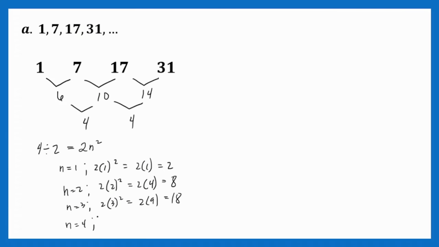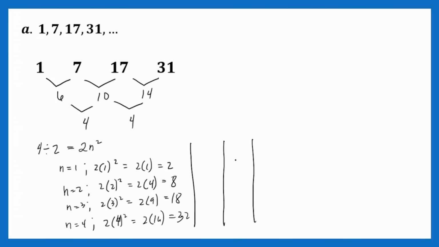Paano naman kapag 4? 2 times 4 squared, 4 po ito ha, hindi yan 9. 4 squared is 16. 2 times 16, the answer would be 32. Alright. Now, hindi pa magkamukha yung number sa sequence saka yung number dito. Gawa natin ng paraan. Alright.